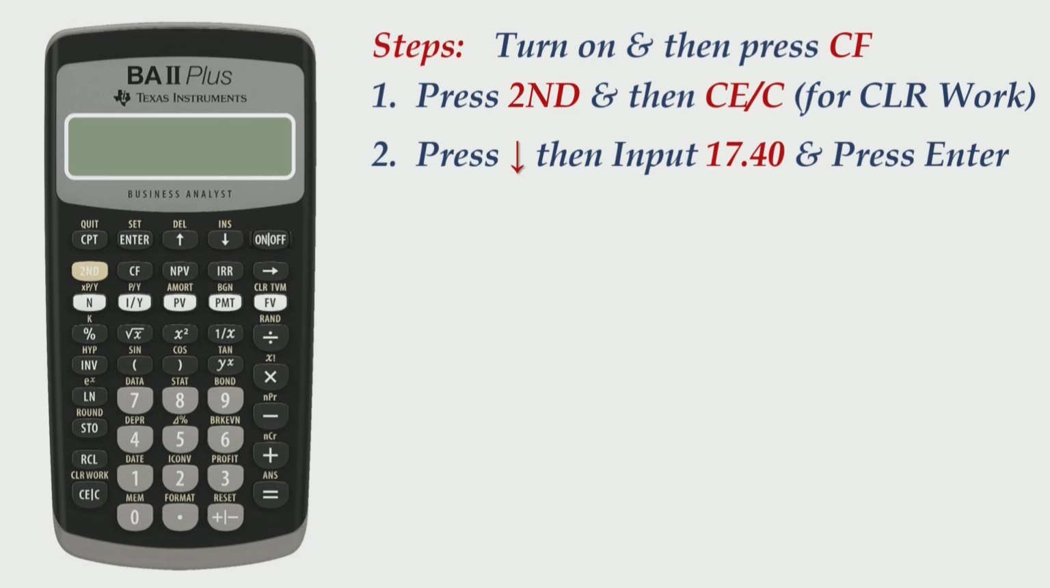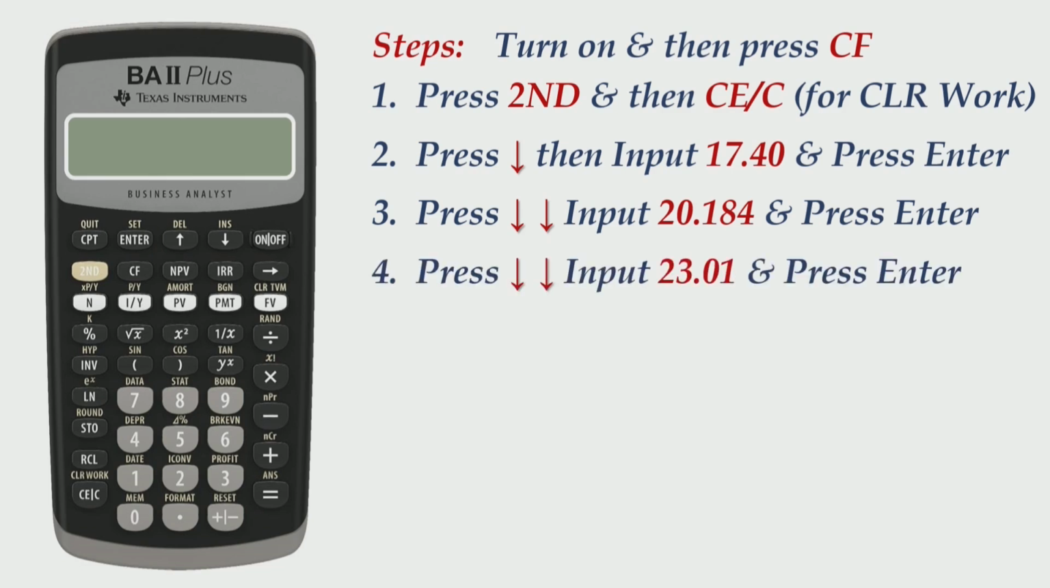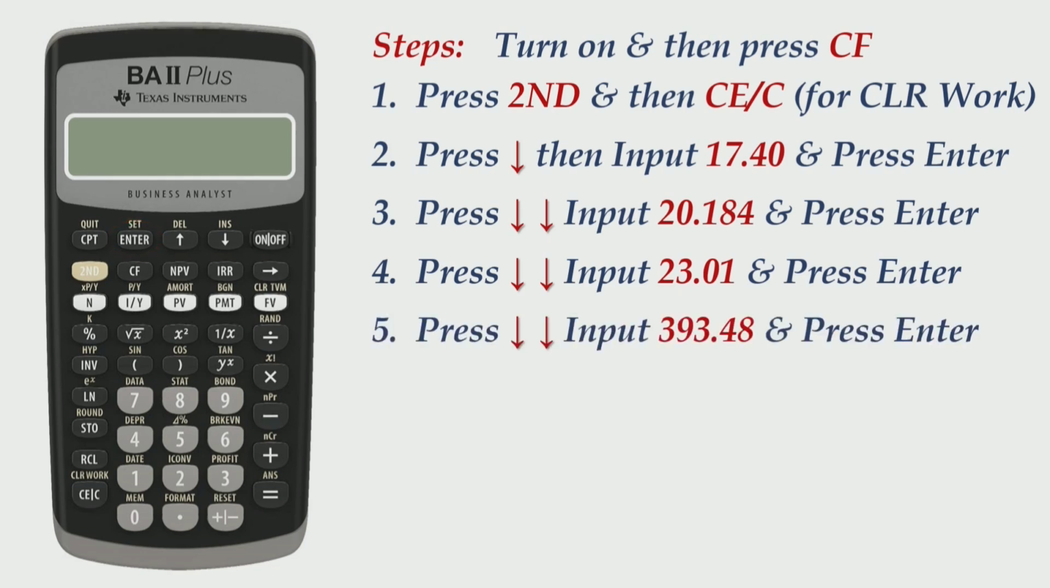Input 17.40, that is the first year dividend, and press enter. Then you press the downward arrow key twice, 1 and 2. Then you input 20.184 and press enter. So we have entered the cash flow of year 1 and year 2. Then you again press the downward arrow key twice, 1 and 2. Input 23.01 and press enter. Again press the downward arrow key twice, 1 and 2.